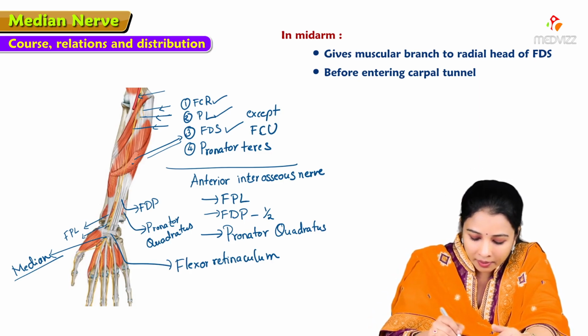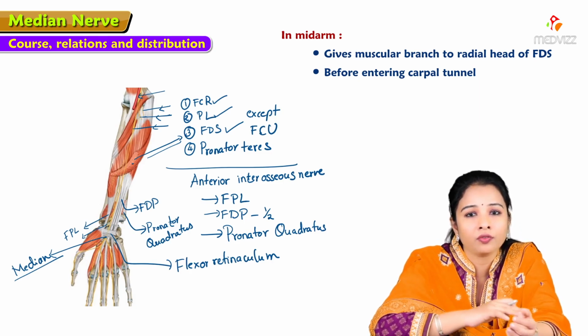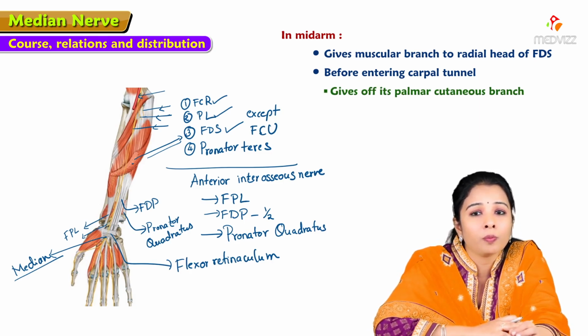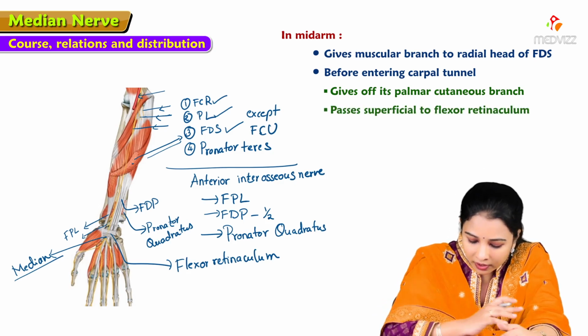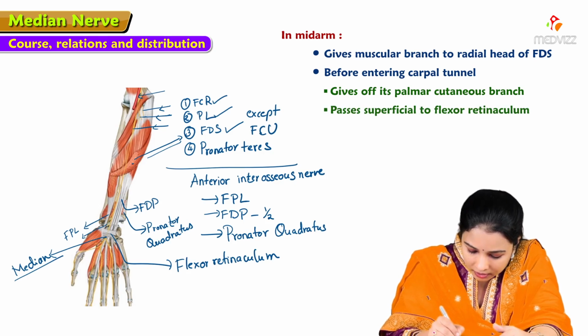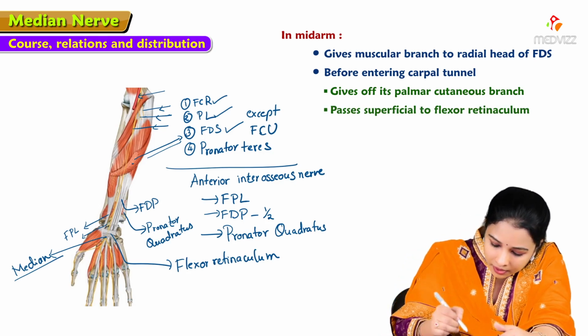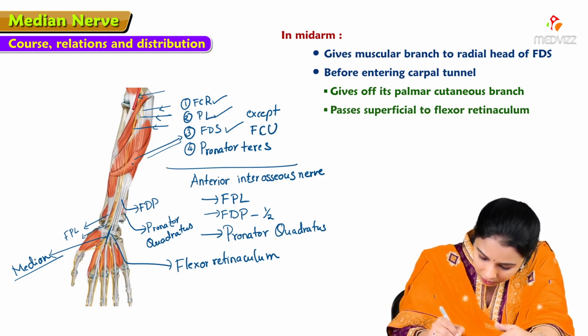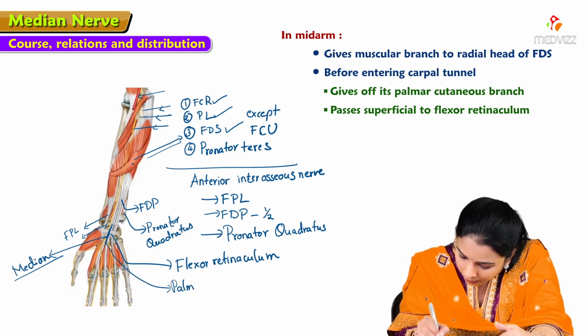So before entering beneath the carpal tunnel in front of the carpus, it gives off palmar cutaneous branch which passes superficial to the flexor retinaculum. Here it is not shown clearly, but it lies superficial to the flexor retinaculum, which is the palmar cutaneous branch.